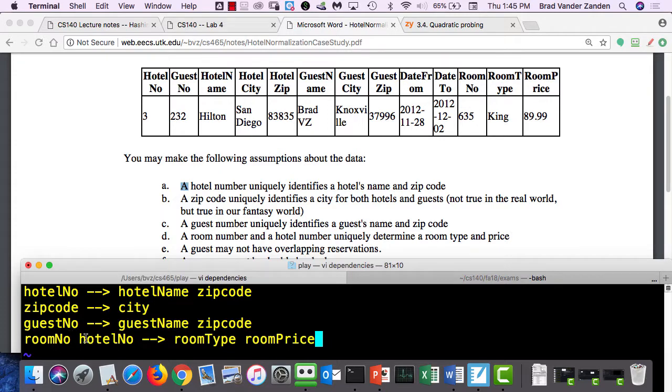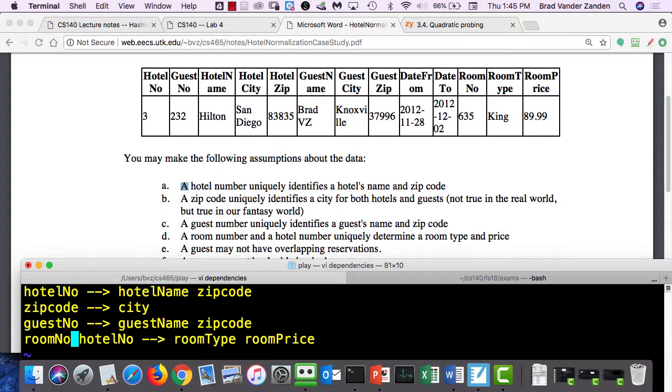No, because okay, so the question was, could I just do this? Could I just say that a hotel number determines a room type and a room price, but a hotel could have multiple rooms with different types. Like most hotels have a king size, and they have some doubles, they might have some queens, they might have the penthouse suite, that's where I roll. But no, that's why you can't just say hotel number. You also have to say room number because there could be different room types and different prices.